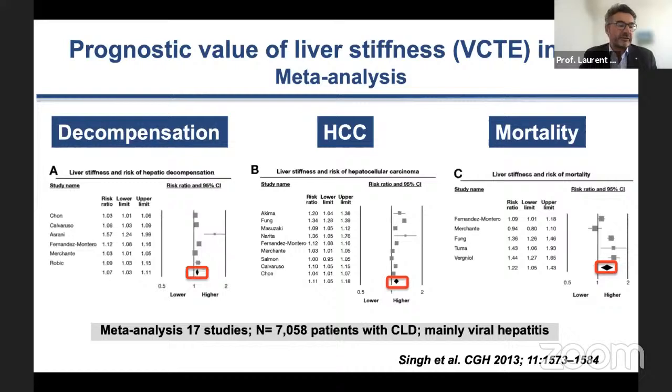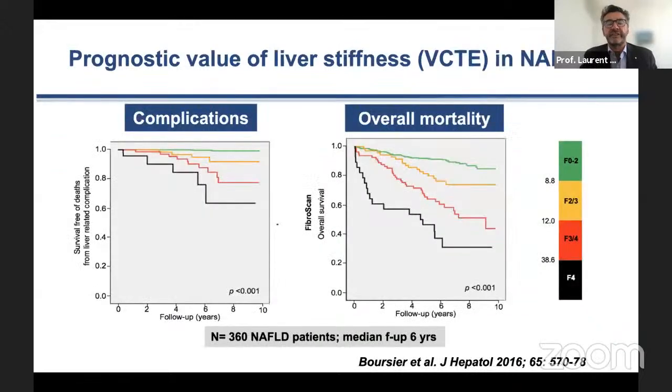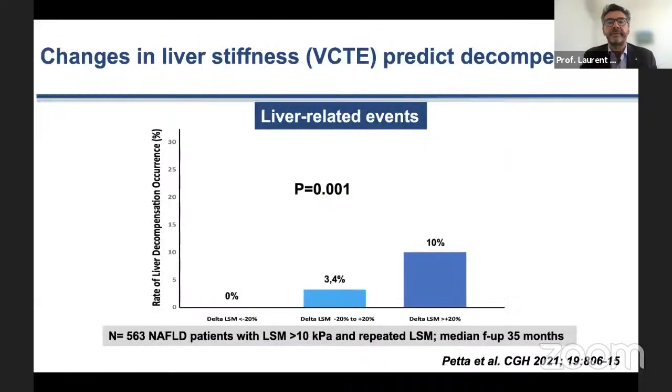Prognostic value of liver stiffness is now well known in chronic liver disease. This is an old meta-analysis, mainly in viral hepatitis, with a large number of patients. And you can see that liver stiffness was associated with decompensation, occurrence of HCC, and mortality. More recently, specifically in NAFLD patients, similar data have been reported in terms of complications and overall mortality.